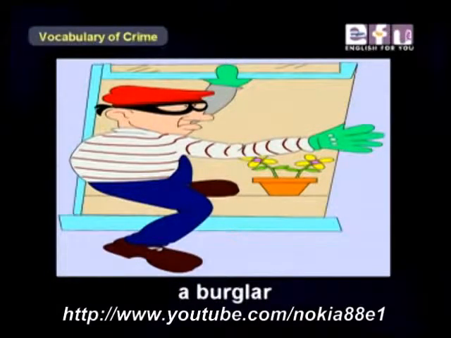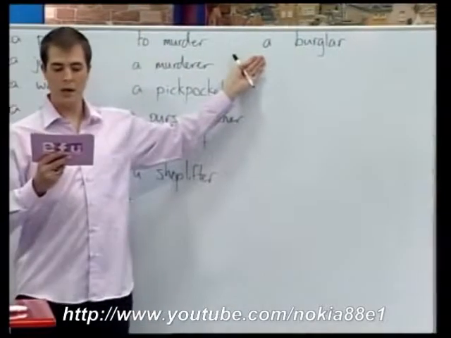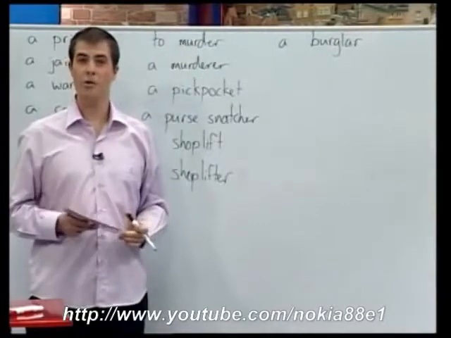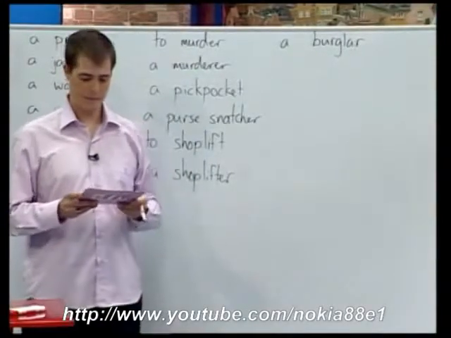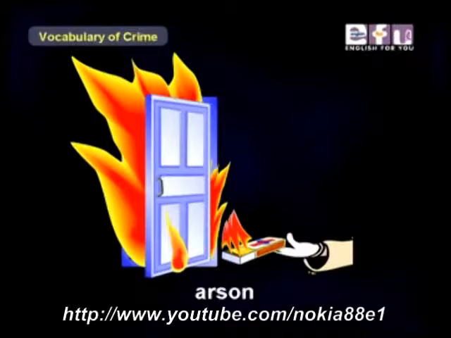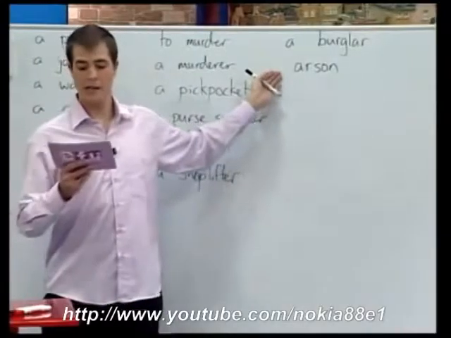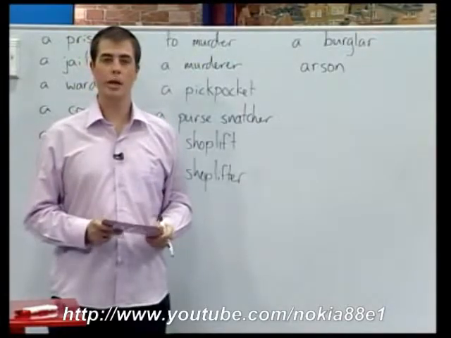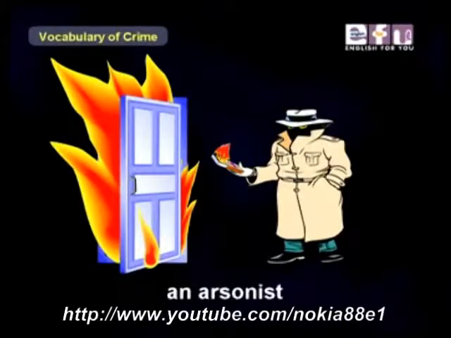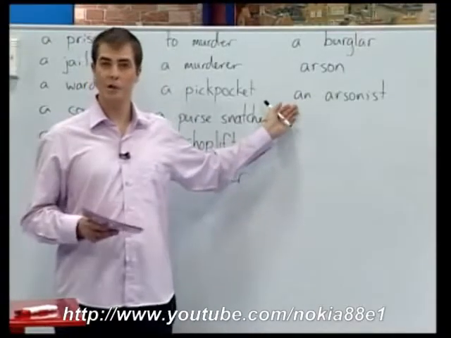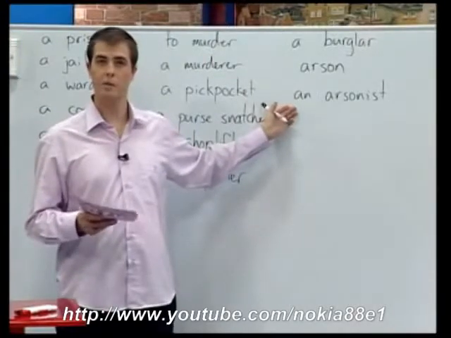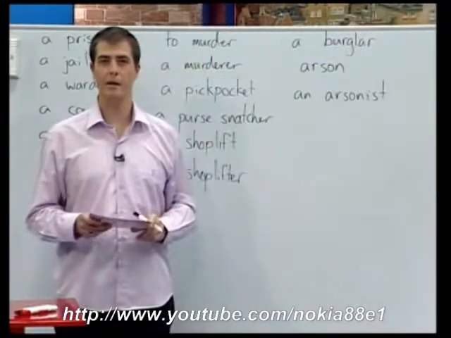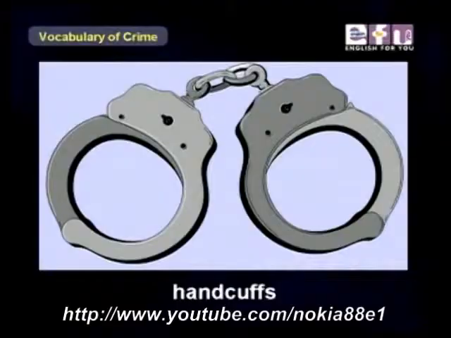Okay, a few more over here now. A burglar. A burglar is a person who gets into shops or houses to steal things. Now we have this one, arson. Arson is a crime of deliberately making something burn, usually a building. An arsonist is a person who commits the crime of arson. This person deliberately lights a fire or makes a building burn.